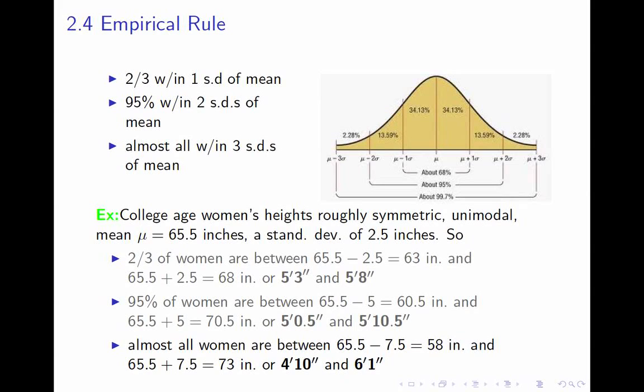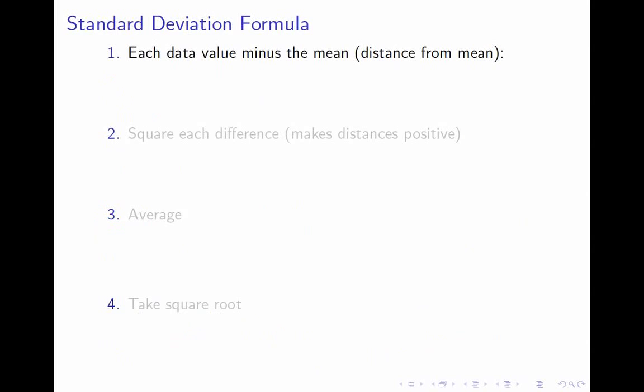Notice that standard deviation and the mean have the same units as the variable. Height is measured in inches, so mean and standard deviation are in inches. Okay, that's the empirical rule. Finally, I get to tell you the formula for the standard deviation. Because it's a kind of complicated formula, I'm going to tell it to you in steps.